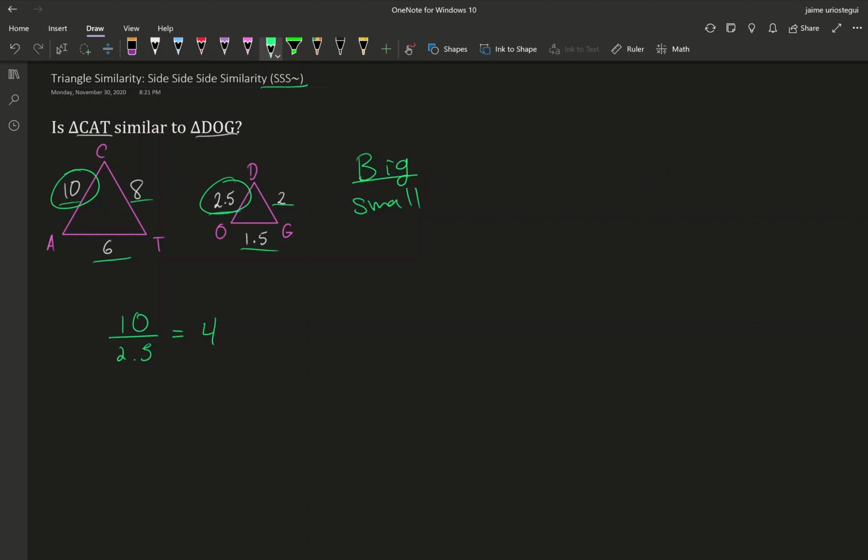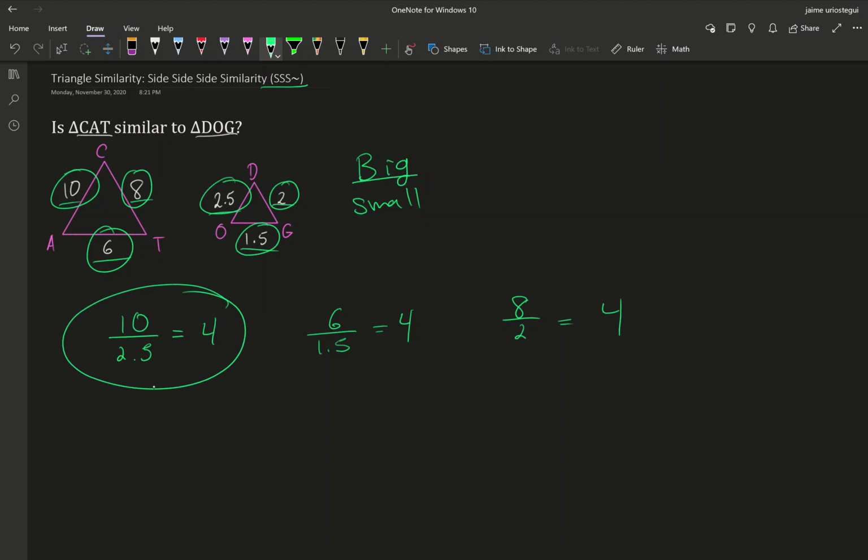Another corresponding side would be 6 with this 1.5. So if I take 6 and divide it by the 1.5, if I plug that into a calculator, what I'm going to be getting is 4. Again, which is like, okay, cool. Look, we have two ratios, and these two ratios are giving us the same answer. Okay, let's see if the last one gives it to us. 8 and 2. Well, if we take 8 divided by 2, that one we do know is 4, you don't need to plug that one in a calculator.